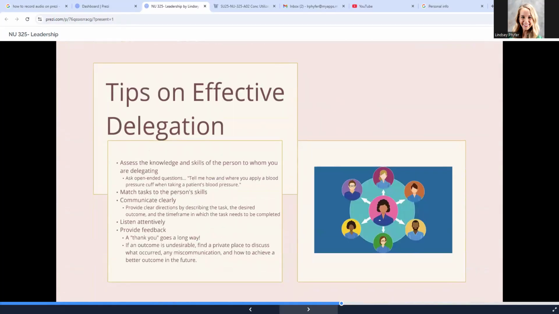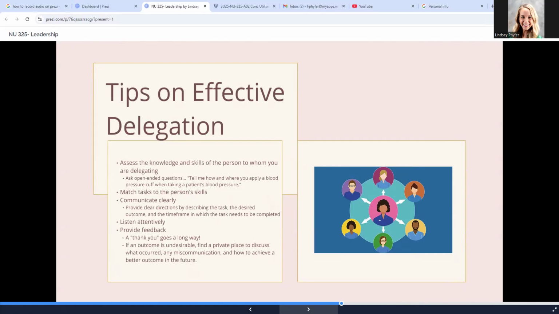So let's talk about some tips on effective delegation. It's going to be important to assess the knowledge and skills of the person to whom you are delegating. One way to do this is to ask open-ended questions. An example of this would be, tell me how and where you apply a blood pressure cuff when you're taking a patient's blood pressure. This is going to allow you to make sure that whoever you're delegating the task to, the delegatee, understands what exactly you're asking them to do and is going to do it appropriately and correctly. You need to match tasks to the person's skill.